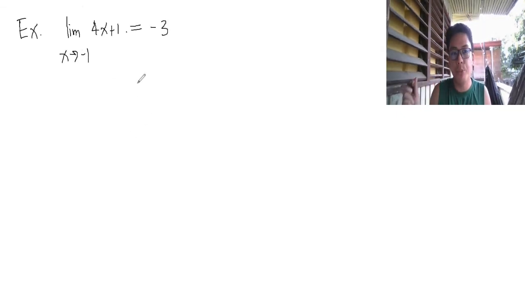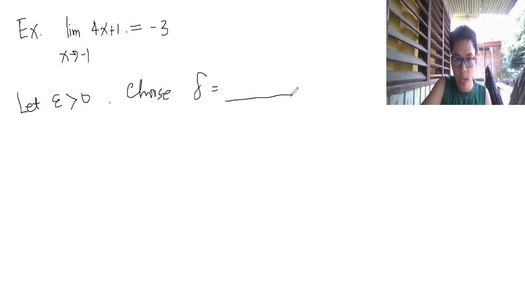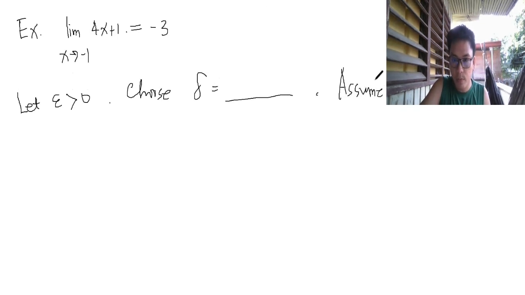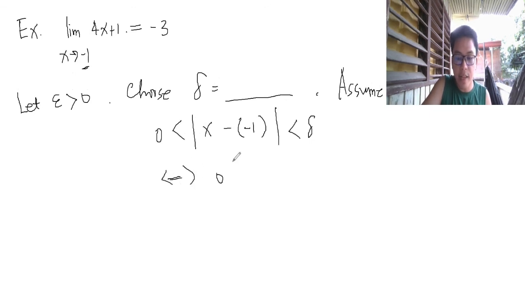Okay, so we will have to prove that the limit of 4x plus 1 as x approaches negative 1 is negative 3. Okay, so again, let's start with assuming that epsilon is greater than 0 and we choose our delta. Okay, in this case, we don't know yet what our delta is. So we assume here, remember that this is |x minus negative 1| because this is our a here. So this is less than delta. This simply tells us that this is equivalent to |x plus 1| less than delta.